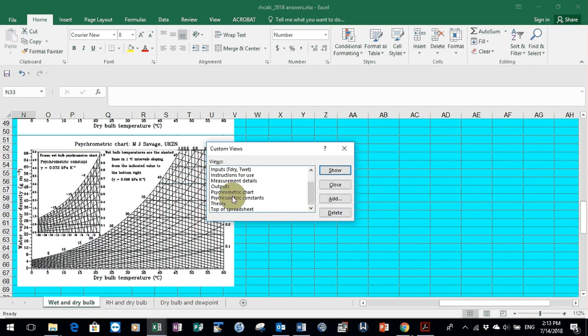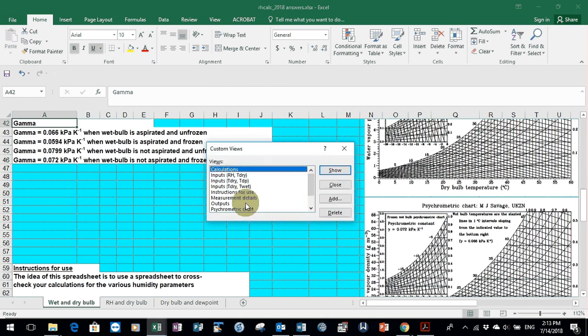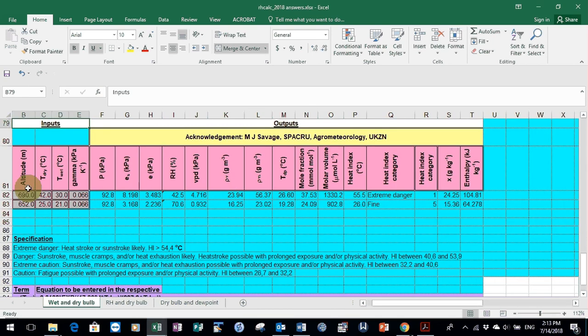Let's look at the psychrometric constants. There are four psychrometric constants, one for aspirated, one for non-aspirated, one for frozen wet bulb, and one for unfrozen wet bulb. So the condition of the wet bulb has to be known for the humidity parameters to be calculated. If we look at the inputs for T dry and T wet, there are four inputs: altitude, T dry, T wet, and the psychrometric constant, and then all the other humidity parameters are calculated.